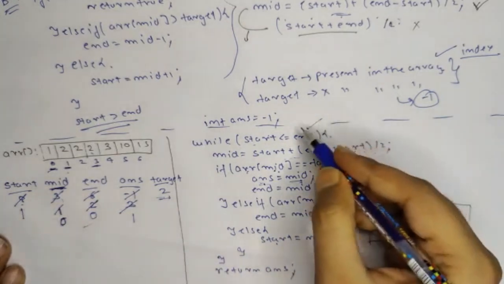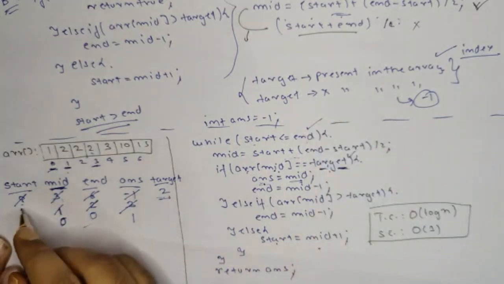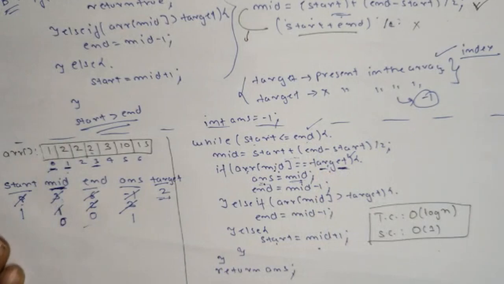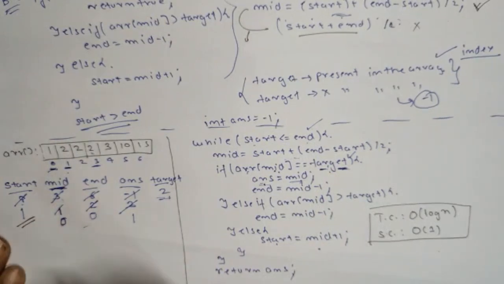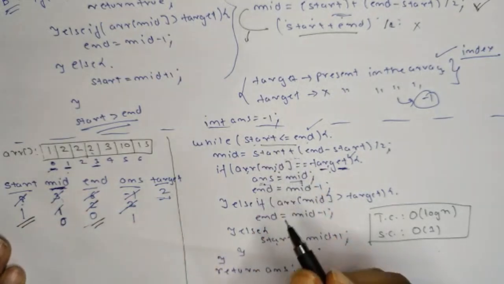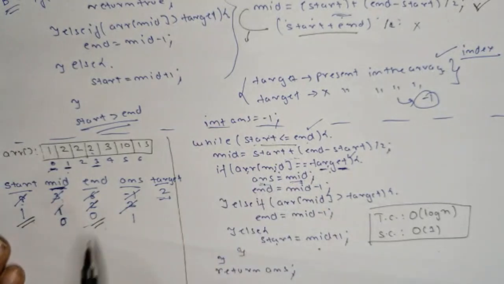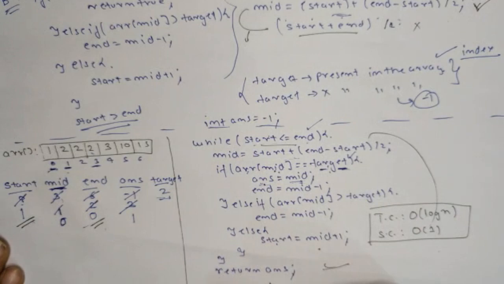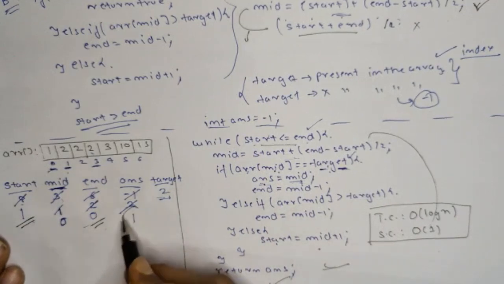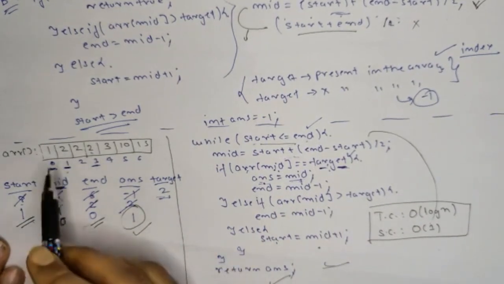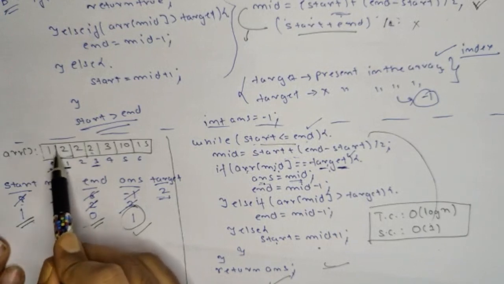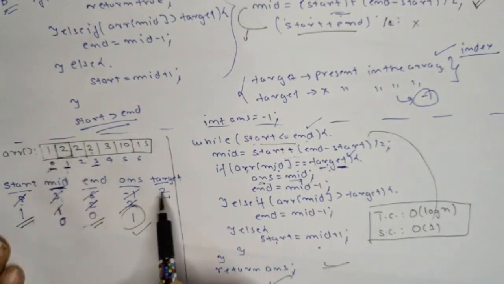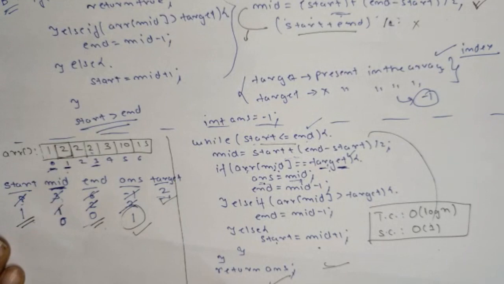Then we will again check the condition and we found that the new value of start is 1 and end is 0, and this condition is no longer true. Our start is greater than end. So we will exit from this loop and we will return our answer. And what is our answer? Our answer is 1. And what is the value stored at 1? We can clearly see that it is the first occurrence of our target value.